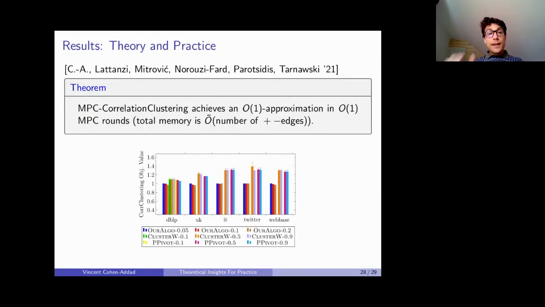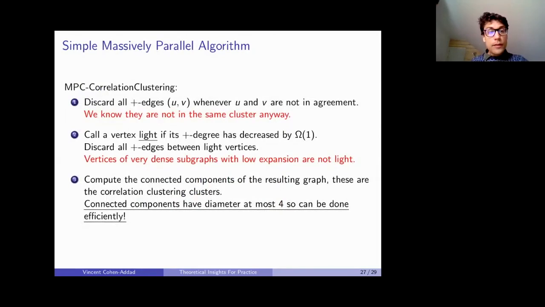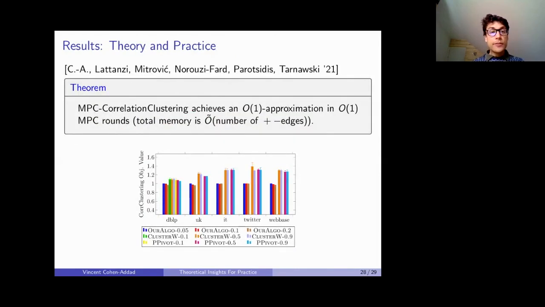So that's a very simple 3-step MPC algorithm for correlation clustering with constant factor approximation, with a constant number of rounds of communication. Really the simplest we can think of. And so we have a theorem: that's what we showed, constant factor approximation and constant many rounds.